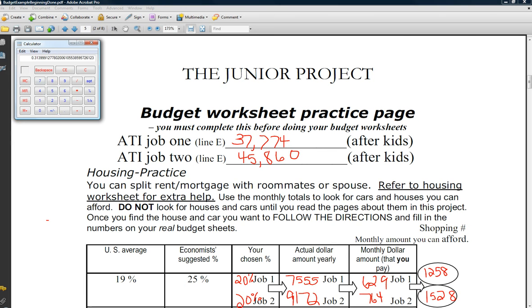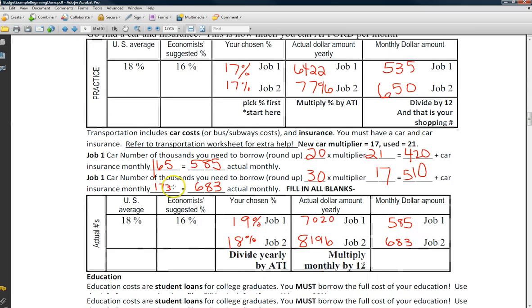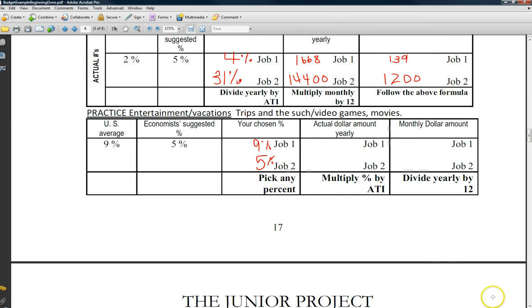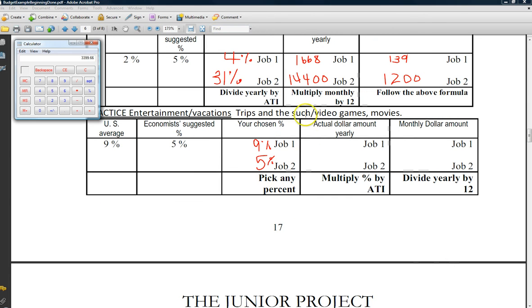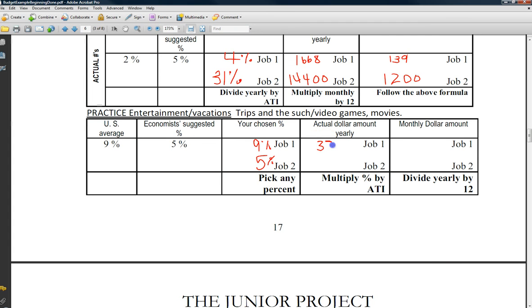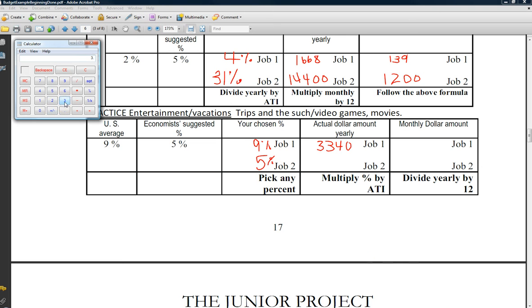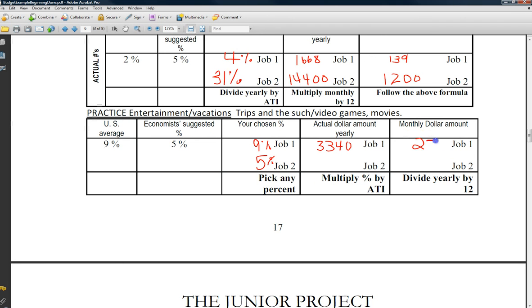All right, so we have our ATI, 37,774 times 0.09. Okay, so that's 9%. All right, and that gives me 3,340. Divide by 12 gives me $278 a month.